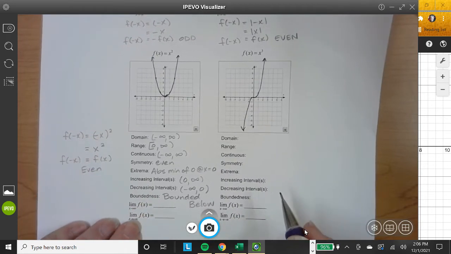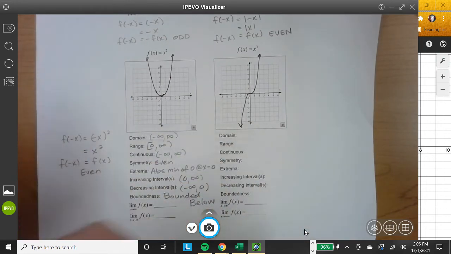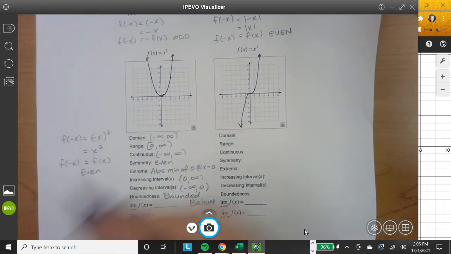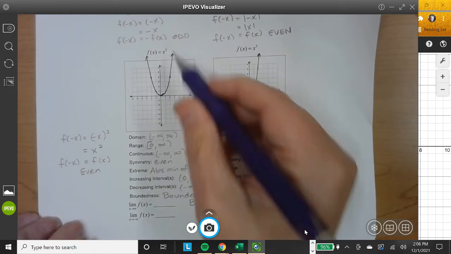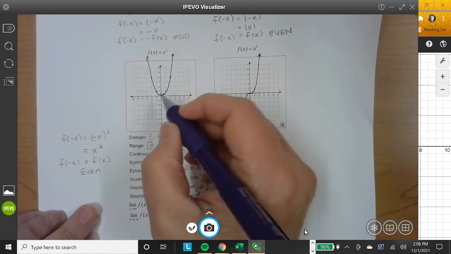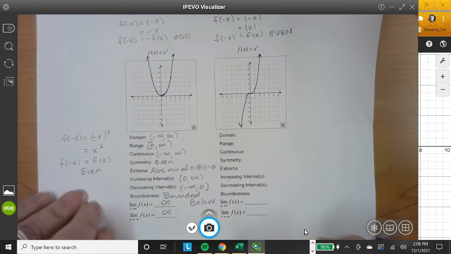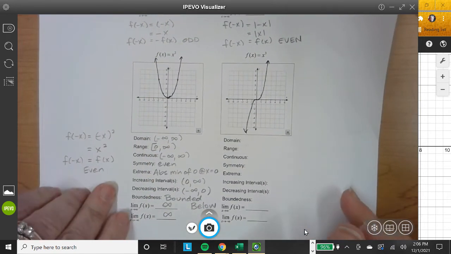The limit as x goes to positive infinity: if I take my x's and I go to positive infinity, the y's, or f of x, is headed towards infinity. The limit as x goes to negative infinity is going to be the y's are going to positive infinity. All right, that's the square function.